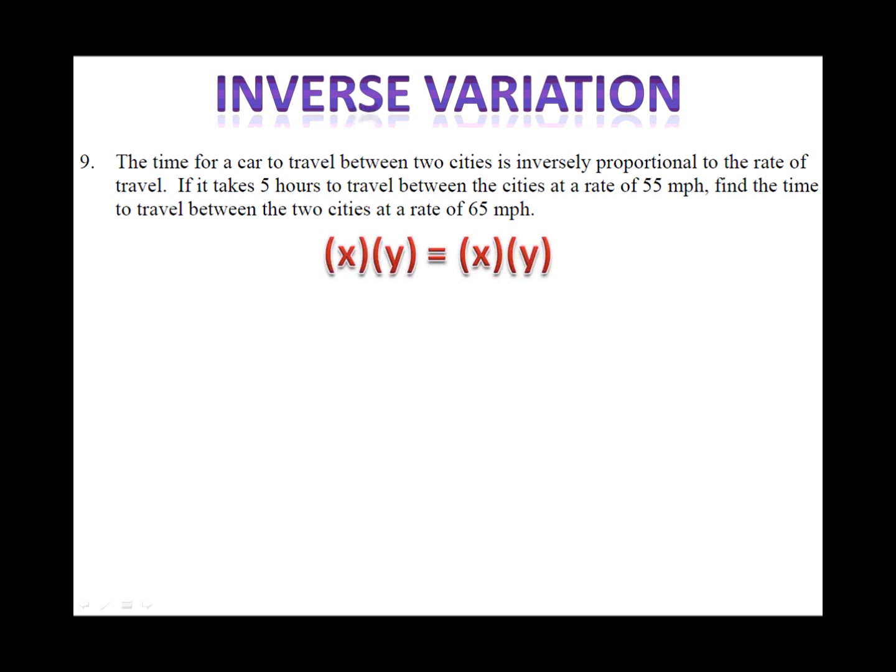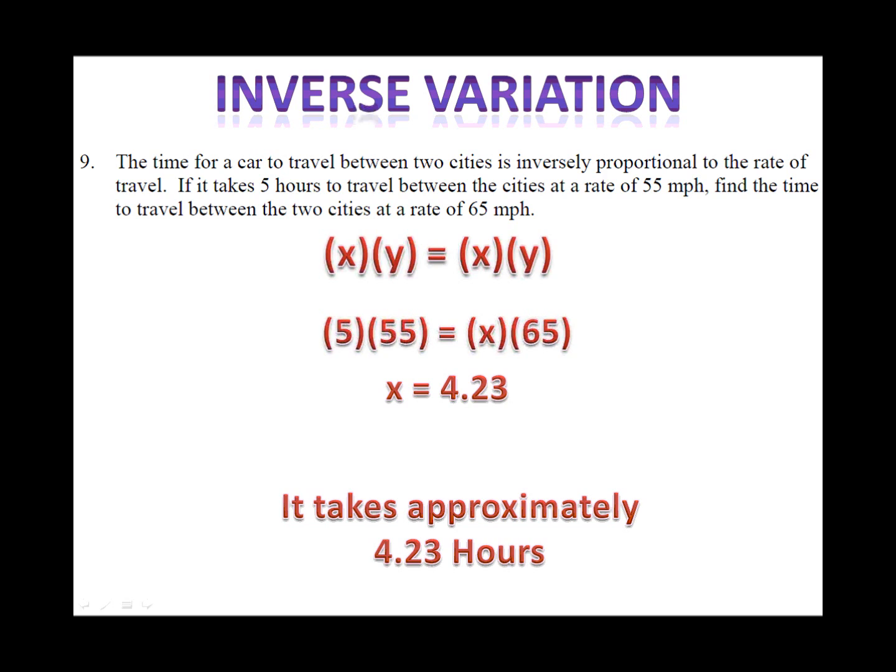So we fill in our formula. 5 times 55, that's 5 hours at 55 miles per hour, equals x times 65, that's x hours at 65 miles per hour. Now, we simply solve for x, and we find out that x is about 4.23. And so it takes approximately 4.23 hours in order to travel at 65 miles per hour.